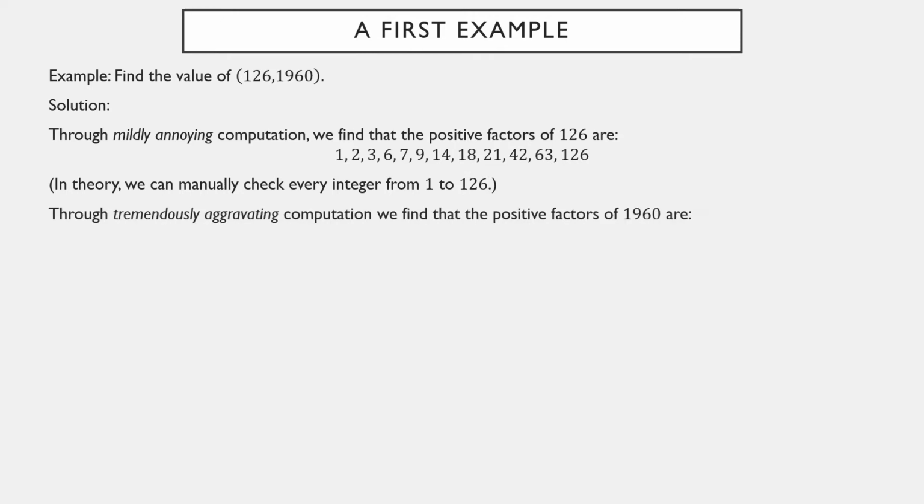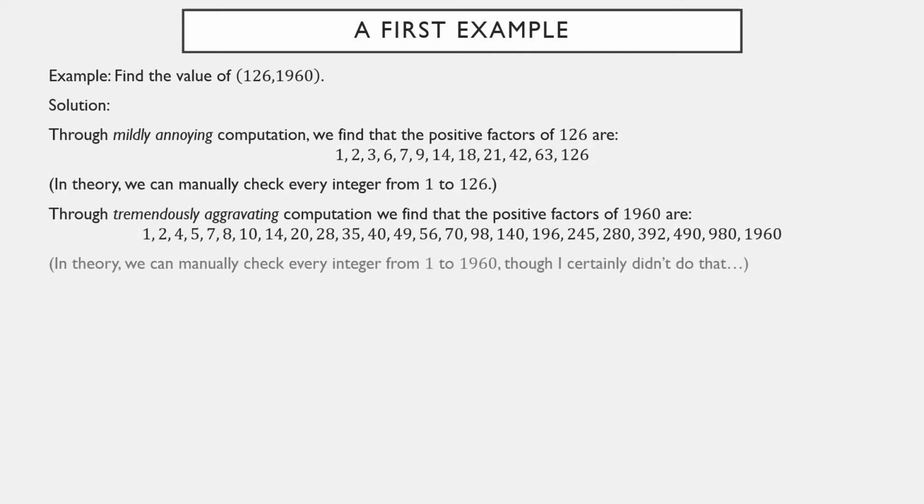It would be really annoying to try to do by hand the same thing for 1960. It's technically feasible. Here they are. Okay, so we now have a list of all the positive factors of 126 and a list of all the positive factors of 1960. And again, in theory, you could actually check one by one. I certainly didn't do it that way. There are other ways to get this list, but in theory, one could at this point just manually check all 1960 possible factors.